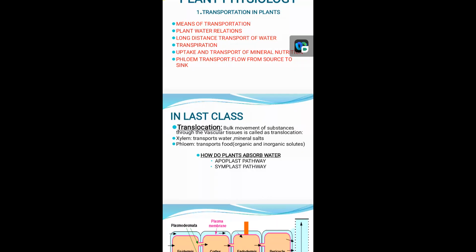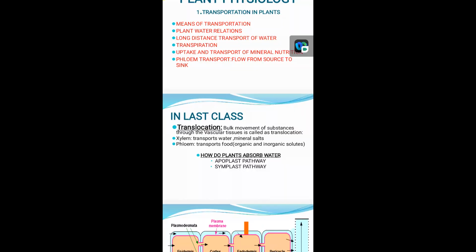So translocation is nothing but the bulk movement of substances through the vascular tissues. The xylem is associated with the translocation of water, mineral salts, organic nitrogen, hormones, etc. from the root to the aerial parts of the plant. Whereas the phloem is associated with the translocation of organic and inorganic salts from the leaves to the parts of the plant.